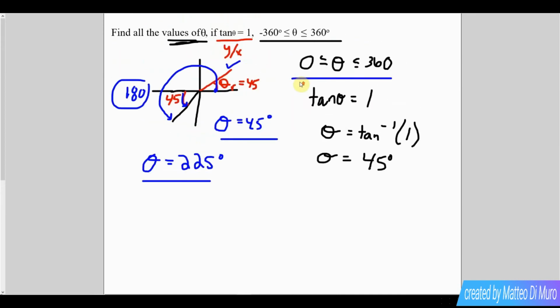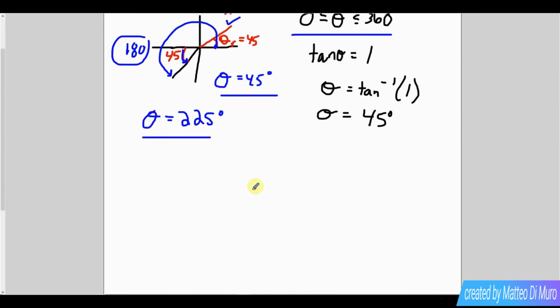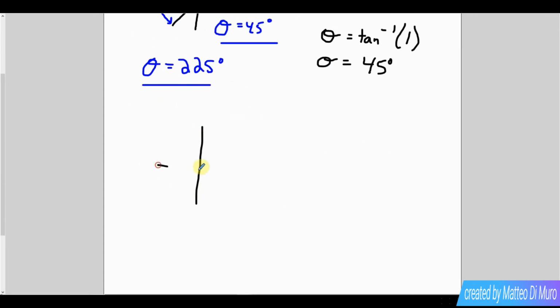Problem is they asked us from negative 360 to 360. So I split it up because it's just easier. So now I'm going to think from 0 to negative 360. You know, it's going to bother me. I should have written that the other way around.